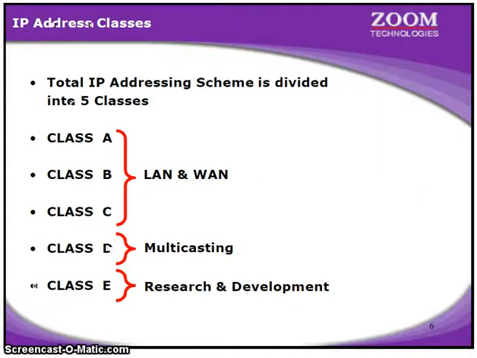Now this total addressing scheme is divided into 5 classes for IPv4: Class A, Class B, Class C, Class D and Class E, out of which Class A, B and C are dedicated for LAN and WAN. Class D is for multicasting. Class E is dedicated for research and development work.